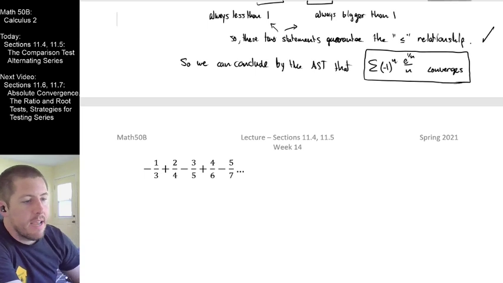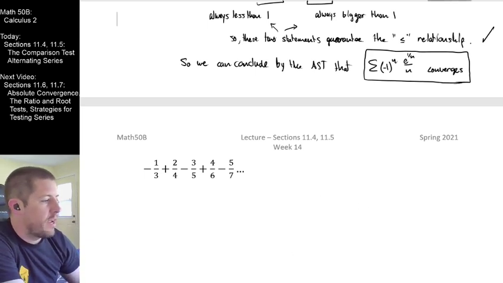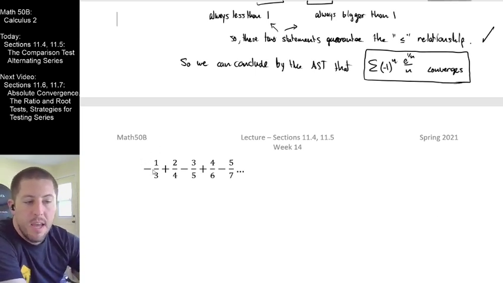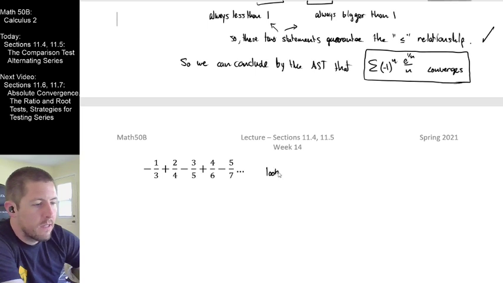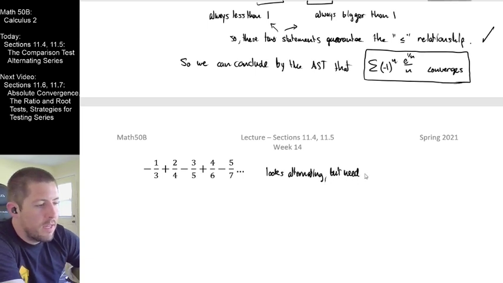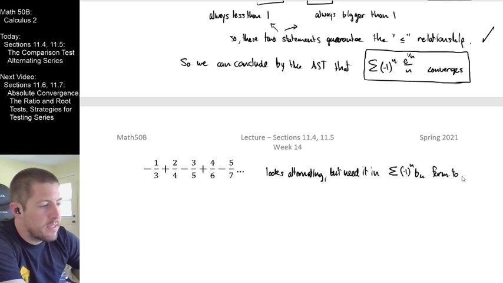So you should notice that our next example is not written in series form right here. So my first mission might be to say, what series even is this right here? Now, the one thing I am seeing is it does look like this is an alternating series. I see the negative, positive, negative, positive, negative right there. So this looks like an alternating series. But my alternating series test is only dependent on me knowing b sub n. So I want to say it looks alternating, but need it in negative 1 to the n b sub n form to use the AST.